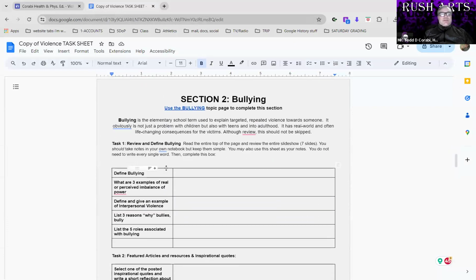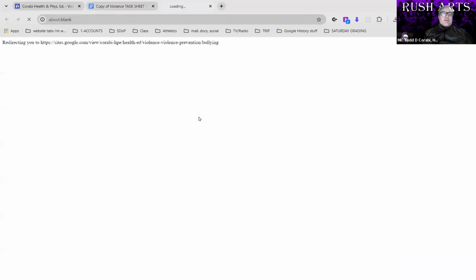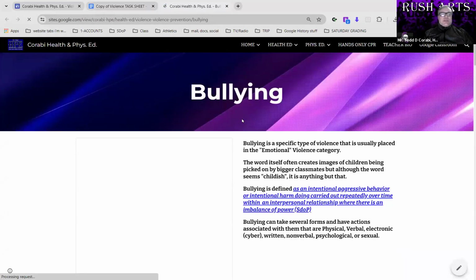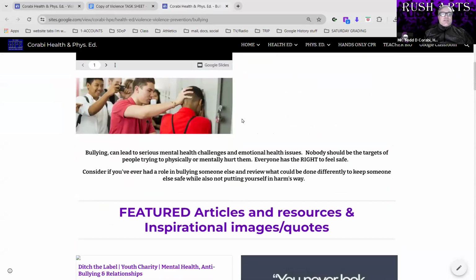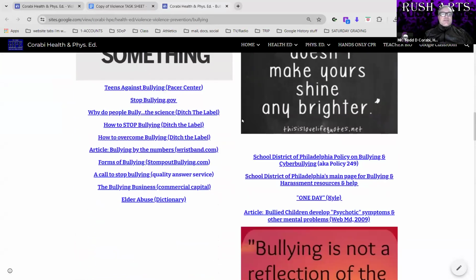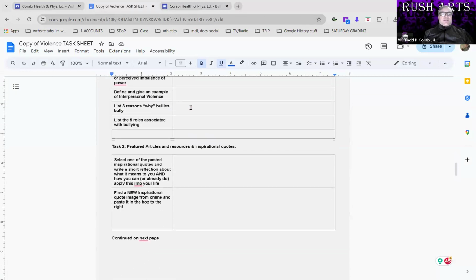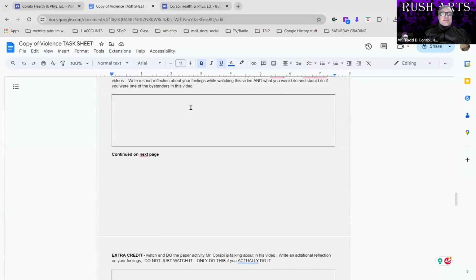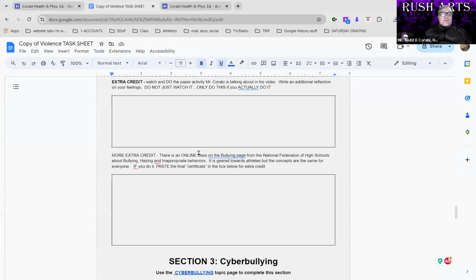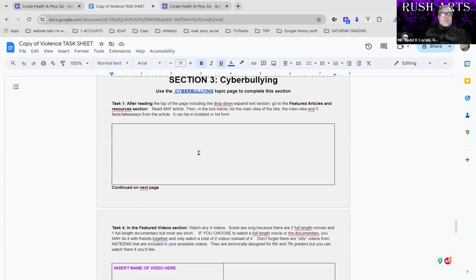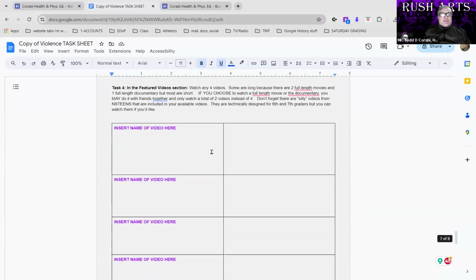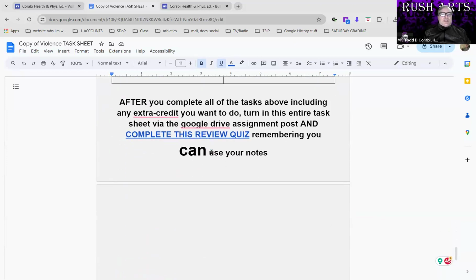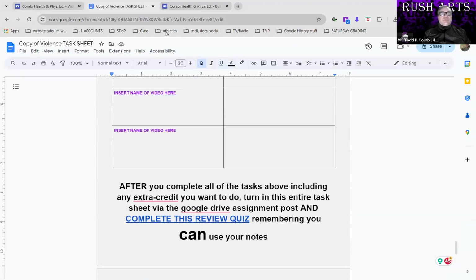Then it asks you to do section 2, bullying, which is a whole other topic page. You can click this link to get there quickly, and it will take you to that particular web page, where you can look up bullying information. After you're done with the bullying section, with some tasks and things to do with extra credit, there's a cyberbullying section, and then at the very end there is a quiz for you to take. Make sure that you use your notes.